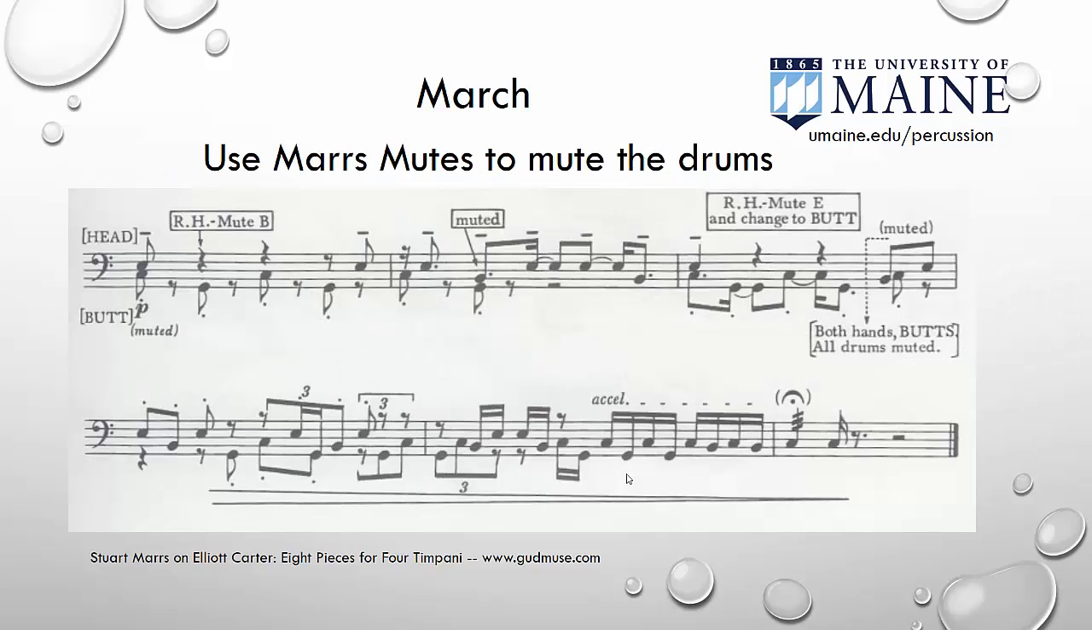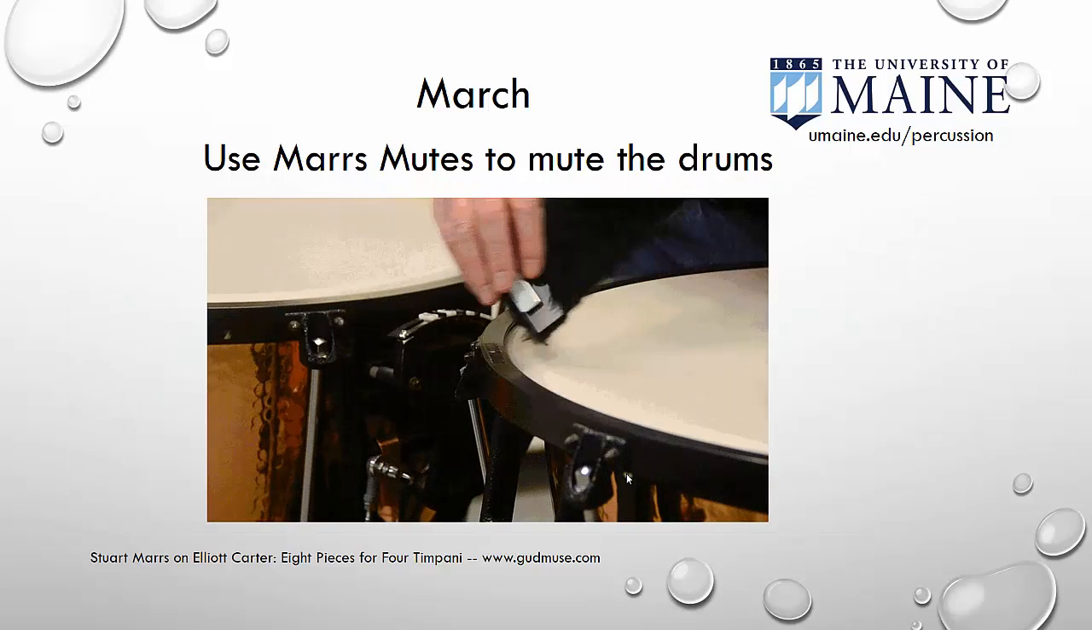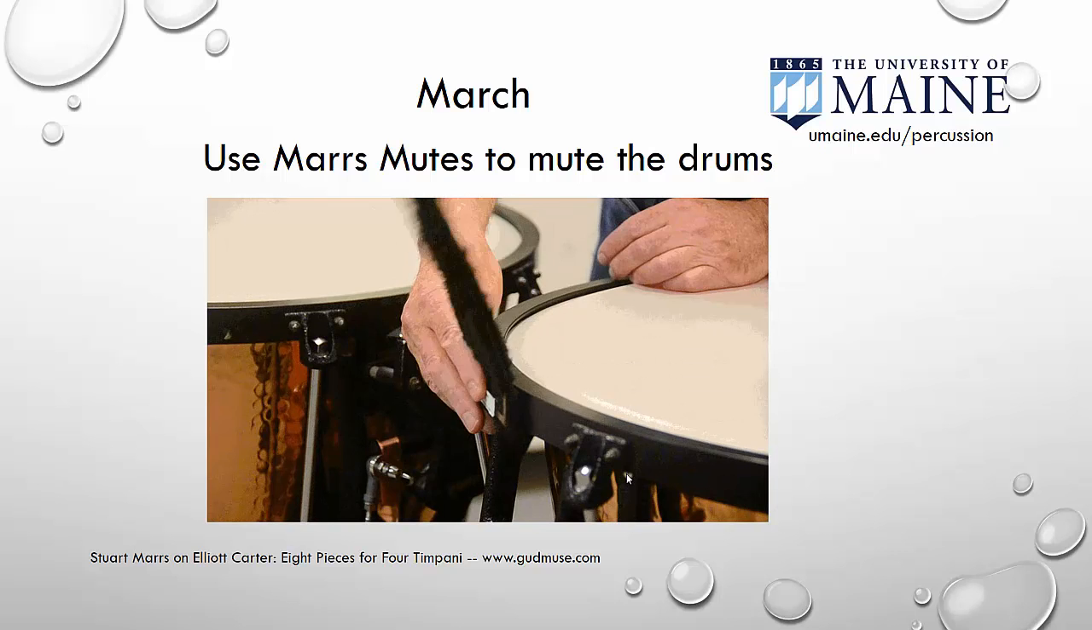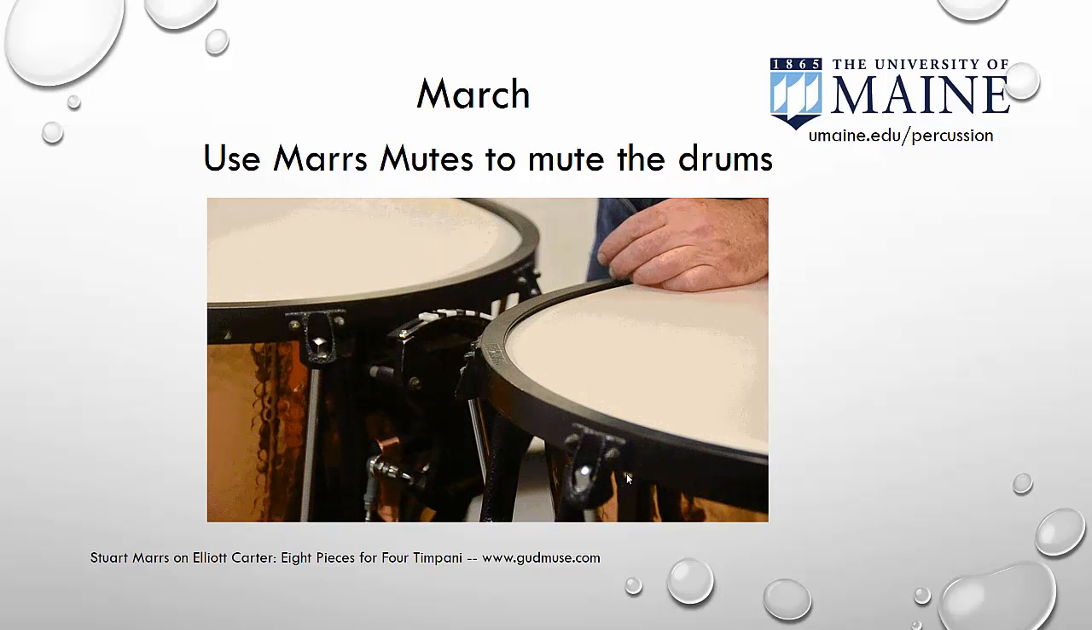Timpanists have struggled to find a good way to mute the drums in this closing section of the piece. Many players would drag mutes off the edge of carefully placed horizontal music stands. I developed these mutes, which magnetically attach to the rim of the drum and are mallet actuated, so you just have to flip them down with your mallet.